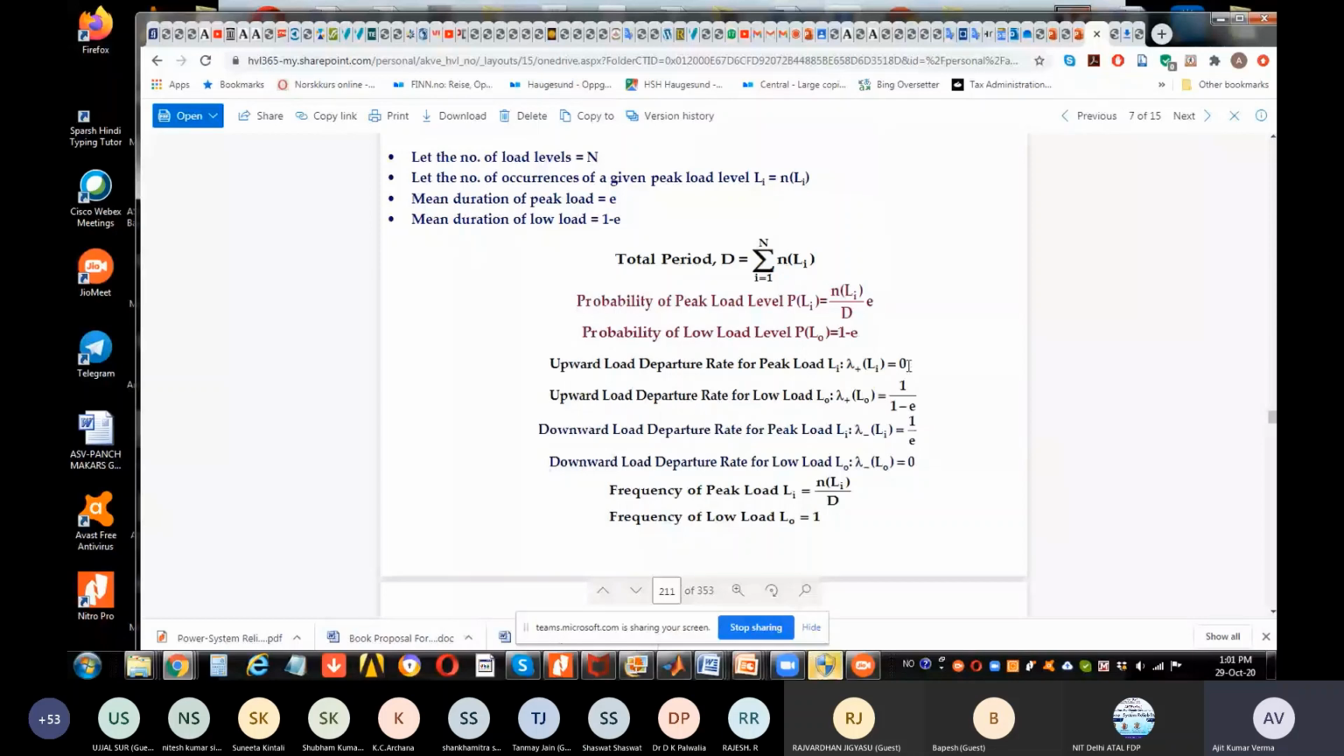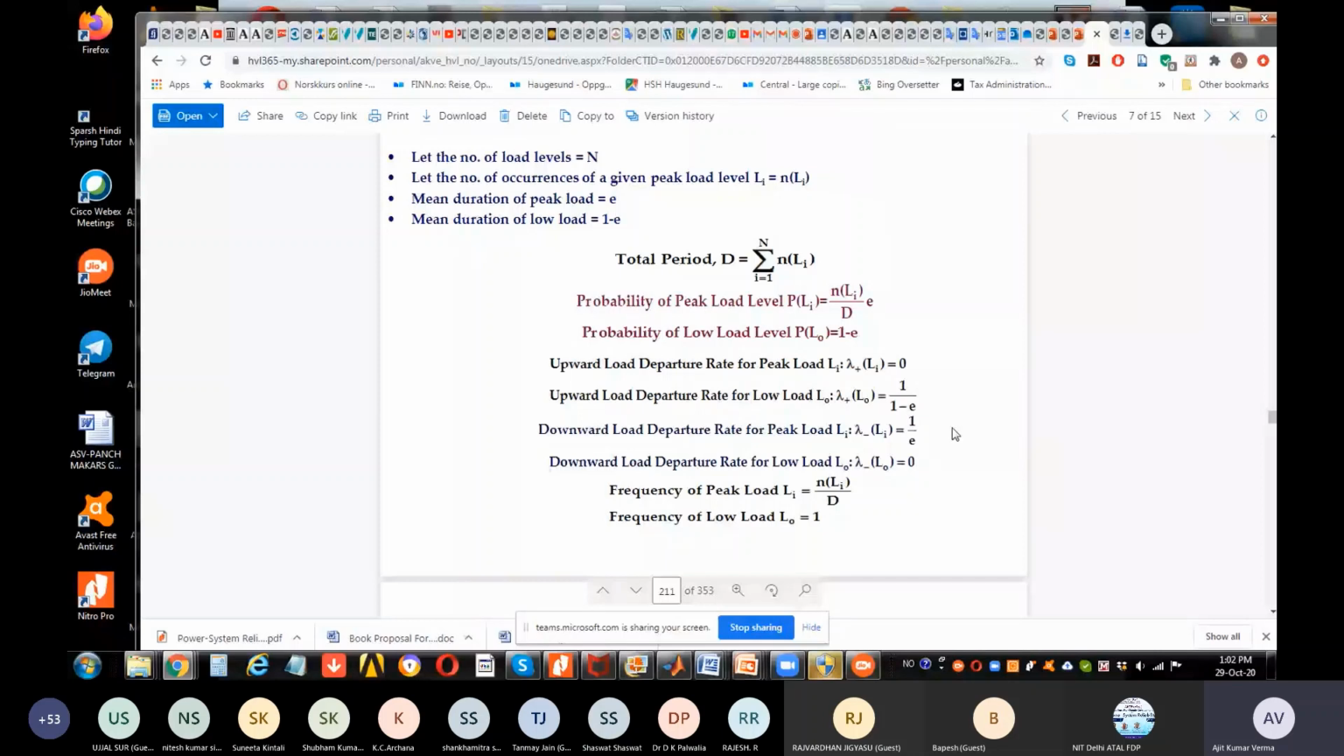it's zero, then from low load to upward departure, it's 1 upon 1 minus E. Then from peak load to downward departure, it's 1 upon E. Then downward departure from low load is zero. From low load, nothing can be lower. So that's zero. So these are some of the things which we need to remember.